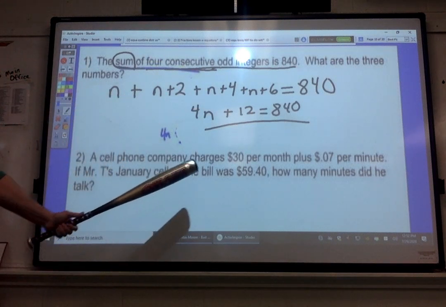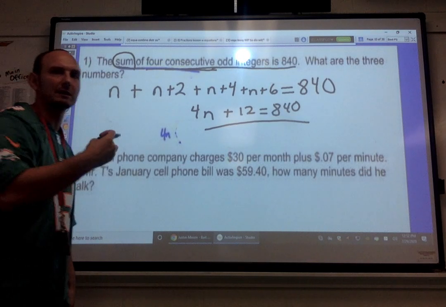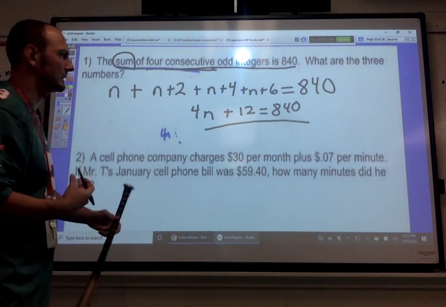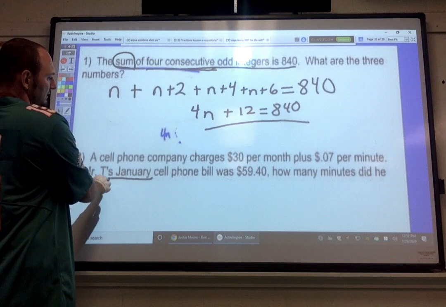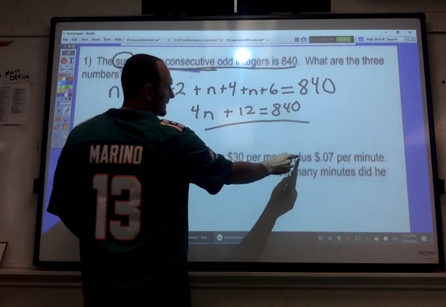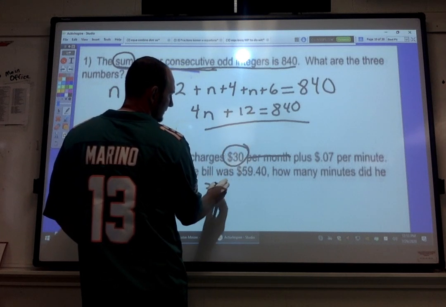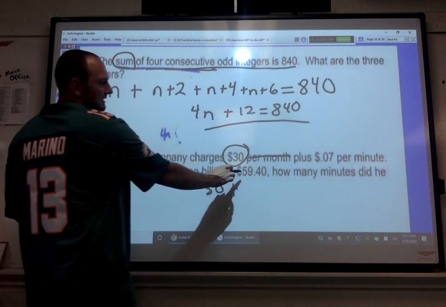Cell phone charges 30 per month plus that per minute. So the words per month and per minute make you think you're going to multiply both those. Well, we need to see what they're saying. Mr. T's January, so that's 1 month bill. So this per month is really now a fee. So it's a $30 fee. So it's $30 plus. Cell phone bill was this much.